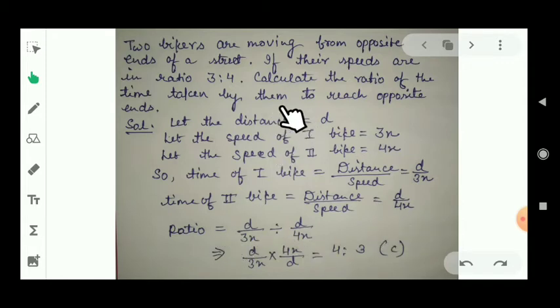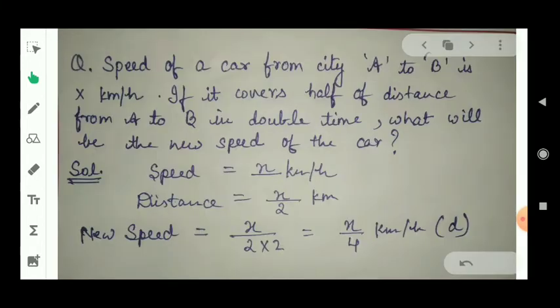Now students, according to the question, we have to calculate the ratio of their times. That means the ratio of time taken by the two bikes will be the first time divided by the second time, that means d upon 3x divided by d upon 4x, and when we solve it, its value will be 4:3. Let's see the next question.